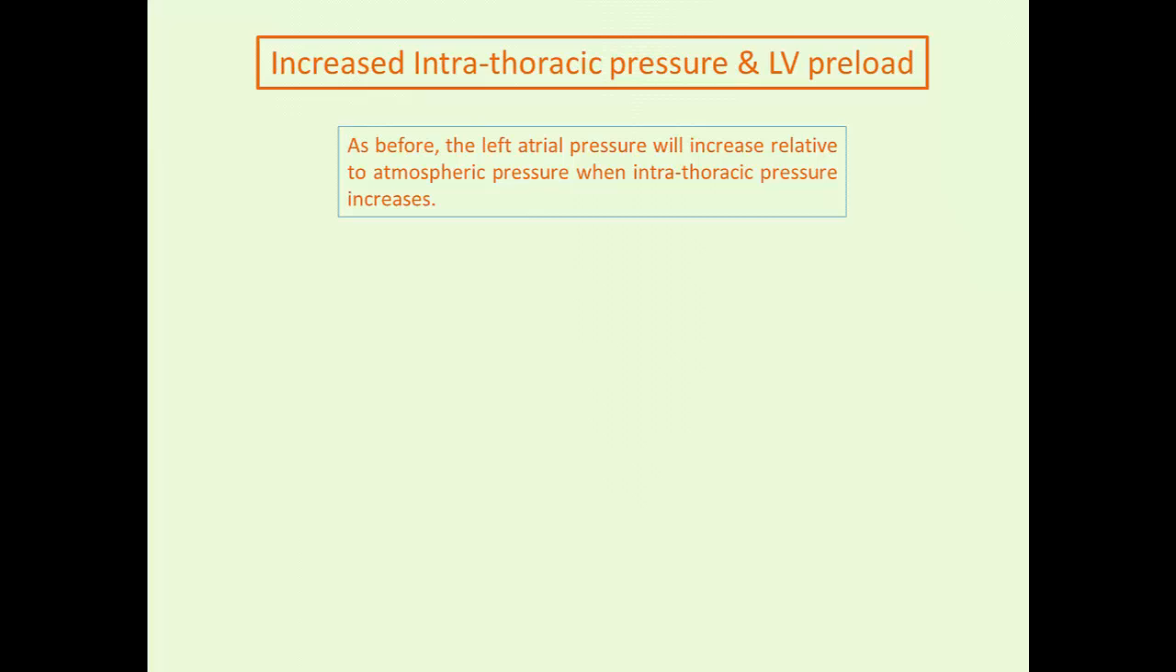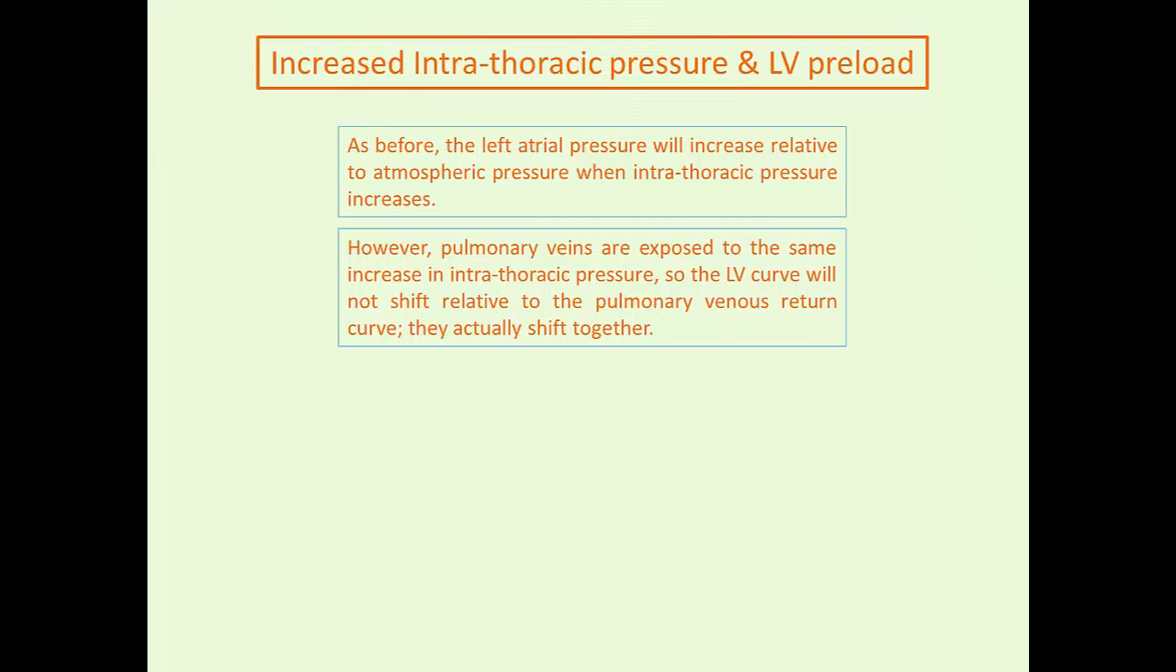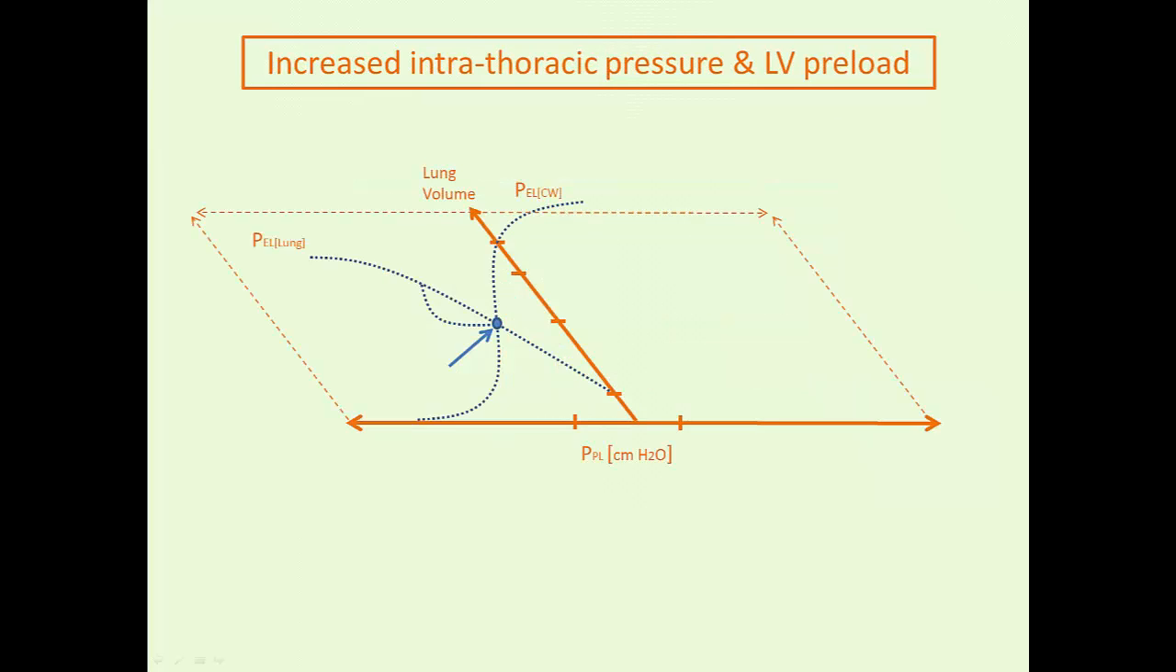And again, these tend to be minimal changes in health. And as before, the left atrial pressure will increase relative to atmospheric pressure when intrathoracic pressure increases, but the pulmonary veins are exposed to the same intrathoracic pressure, so the LV curve and the pulmonary venous return curve will shift in tandem as a result of just the changes in intrathoracic pressure. But I don't demonstrate this for simplicity.